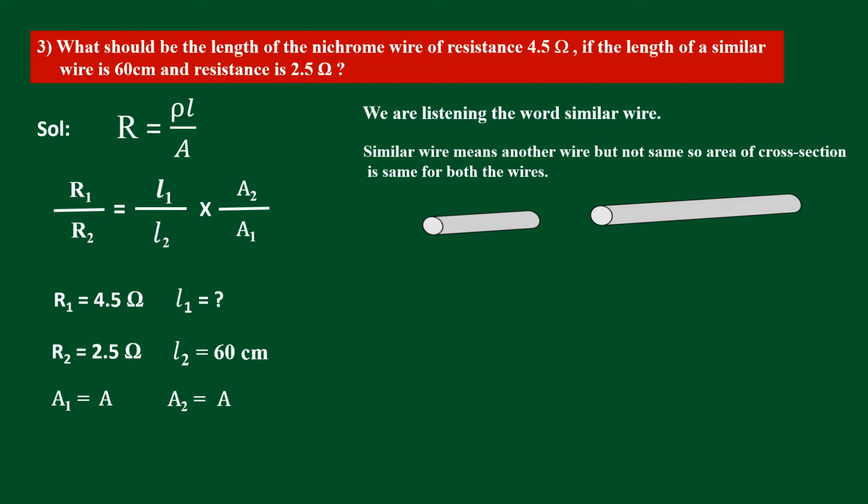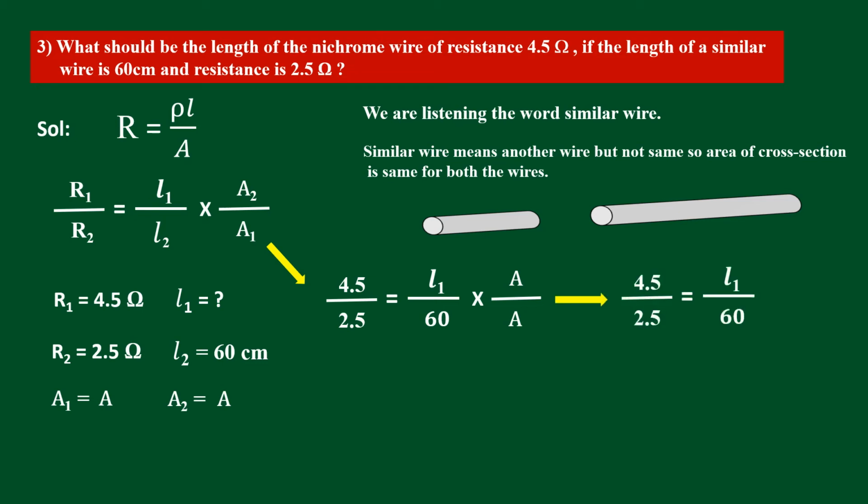Now let us substitute the given values in the above relation. We get 4.5 by 2.5 is equal to L1 by 60 into A by A, that is A1 is A and A2 is also A. If you simplify, we get 4.5 by 2.5 is equal to L1 by 60. On further simplification, we get L1 is equal to 4.5 by 2.5 into 60. Finally, we get L1 as 108 centimeters.